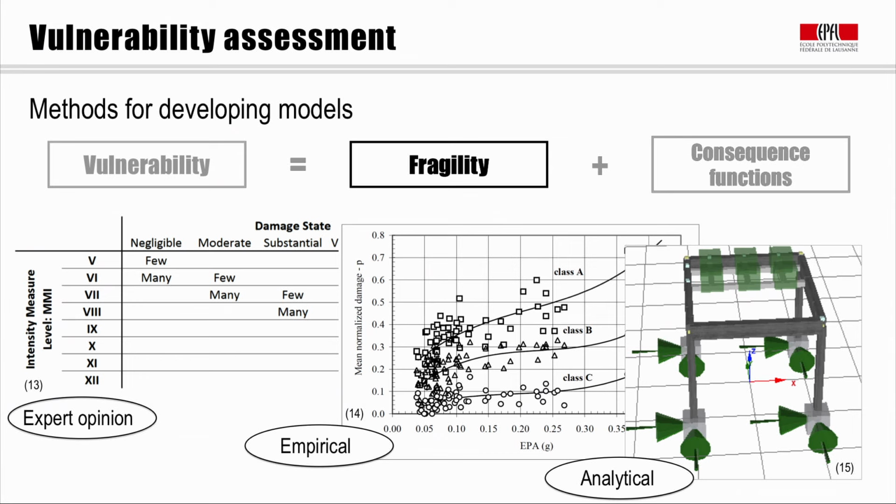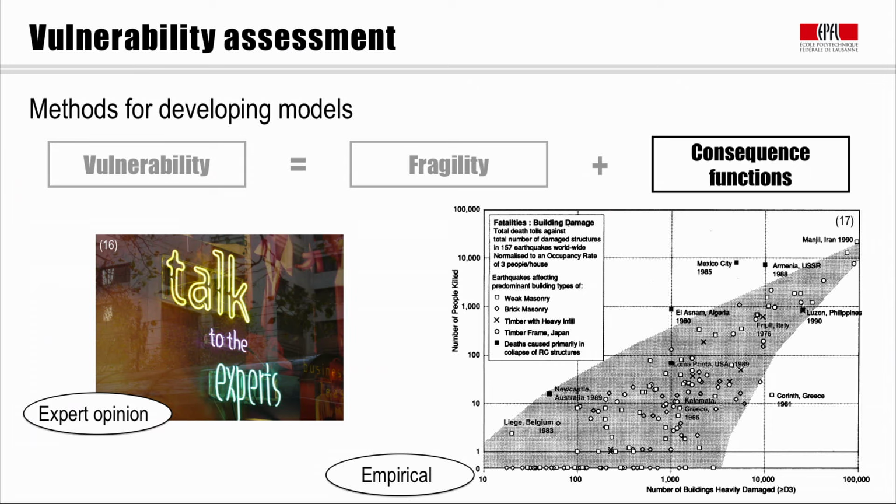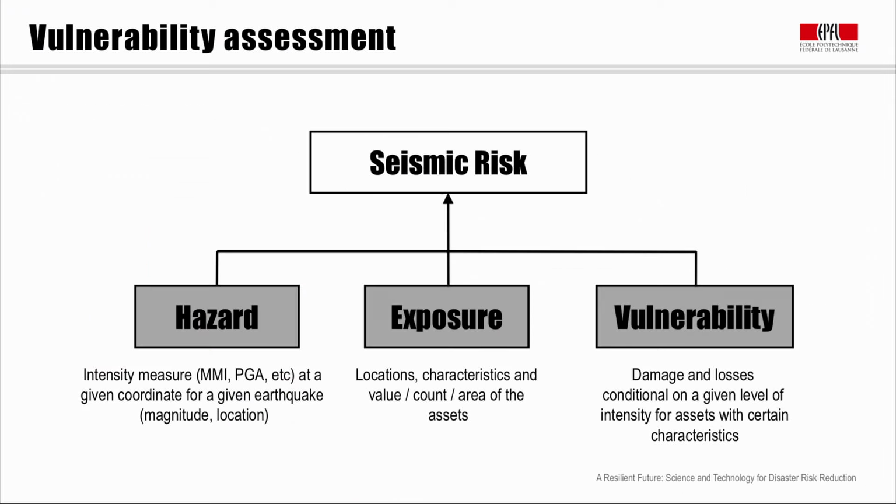Finally, analytical fragility resorts to the application of numerical models to estimate the response and performance of buildings under increasing levels of seismic action. Consequence functions are generally expert opinion based or empirical, and they are used to convert damage to loss, either in terms of repair, replacement costs, or fatalities. In summary, vulnerability expresses the damage and losses conditional on a given level of ground motion intensity for certain assets.